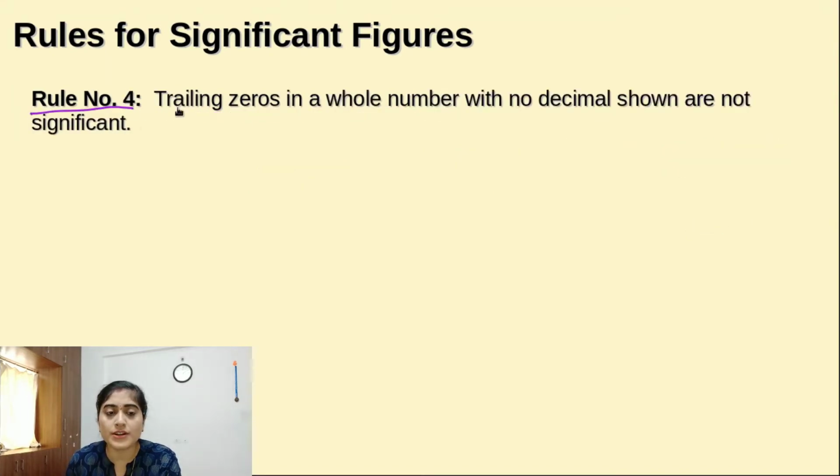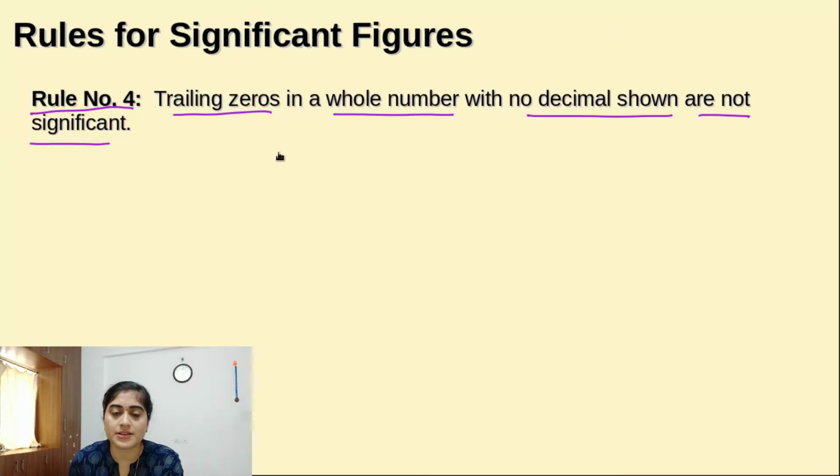Rule number 4 says trailing zeros in a whole number with no decimal are not significant. It means if I give you an example like 450, in this value there are 3 digits. Only 4 and 5, the starting 2 digits, give the significant figures. So you have 2 significant figures. The zero is not giving a significant figure.